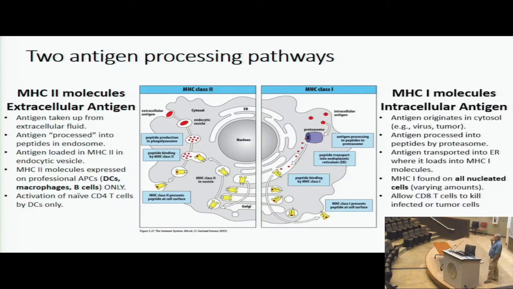Okay, so MHC1 molecules are interesting because they're found on all nucleated cells. They're not restricted to professional APCs. And if you think about it, that makes sense because a nucleated cell can become virus infected, or it can become a tumor cell. And those cells you want to be able to kill. So remember, class 1 presents antigen to CD8 cells, and CD8 cells are the killer cells, the cytotoxic T cells that kill either tumor cells or infected cells. So class 1 you'll find everywhere because every cell in the body needs to be killed if necessary, whereas class 2 is very tightly controlled by being expressed on only certain cell types.